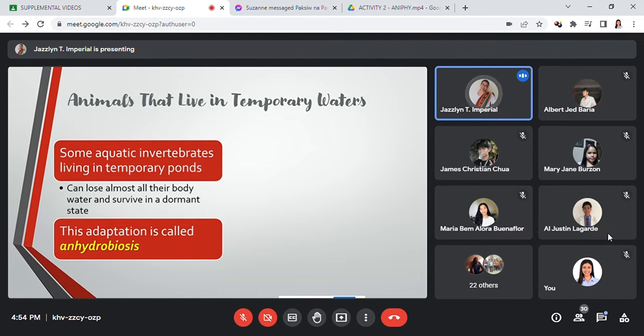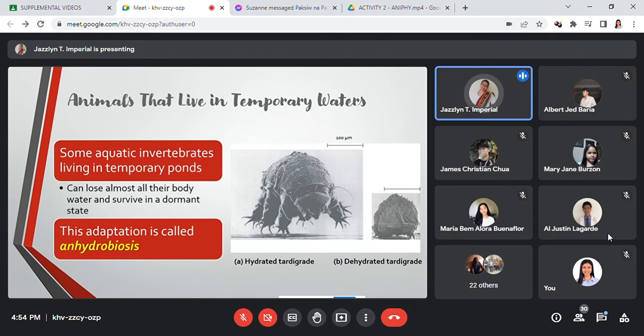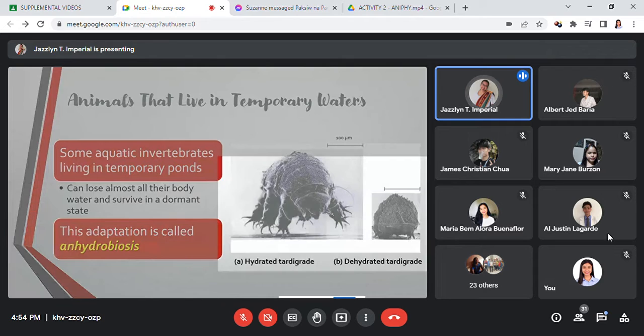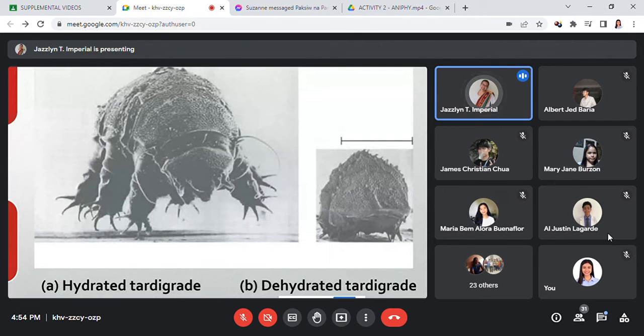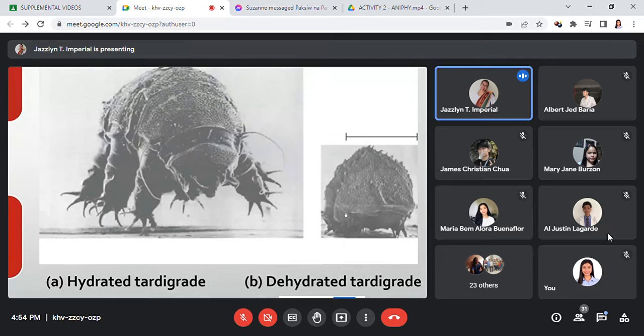So what this tardigrade, the adaptive mechanism that they do is that they dehydrate themselves. So they lose almost all their body water and can survive in a dormant state. So the process is known as anhydrobiosis. So ito makikita nyo yung tardigrade dito. So it becomes really small, losing almost, most of its water. You would think it's dead, but it's not. It's just in its dormant stage or dormancy stage, a dehydrated tardigrade.